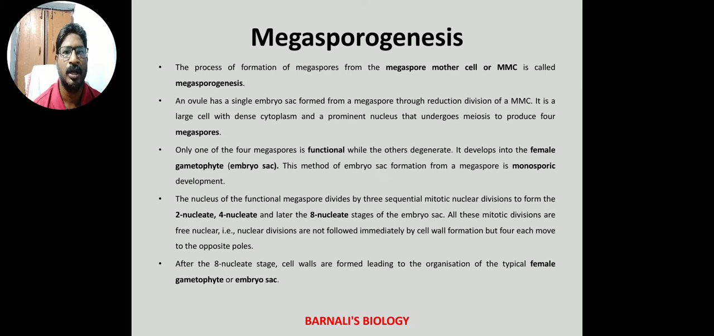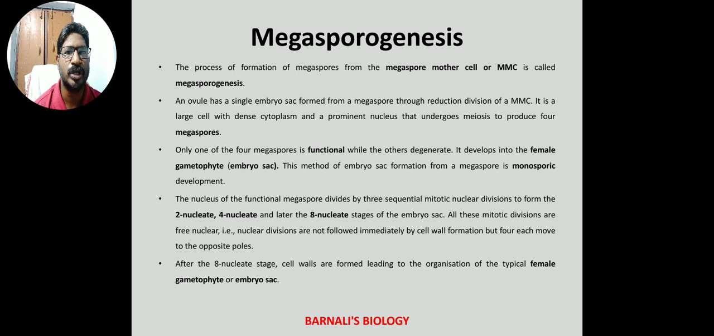Megasporogenesis. The formation of megaspores from the megaspore mother cell or MMC is called megasporogenesis. An ovule has a single embryo sac formed from a megaspore through reduction division of a MMC. It is a large cell with dense cytoplasm and a prominent nucleus that undergoes meiosis to produce 4 megaspores. Only one of the 4 megaspores is functional while the others degenerate. It develops into the female gametophyte, which is called the embryo sac. This method of embryo sac formation from a megaspore is monosporic development.